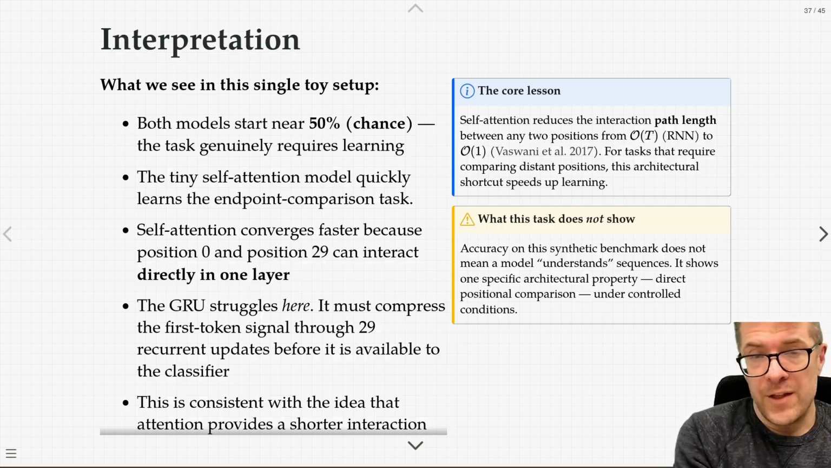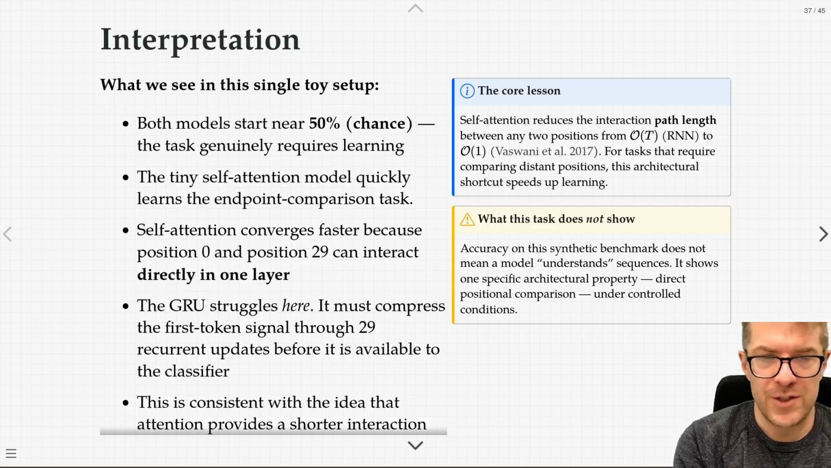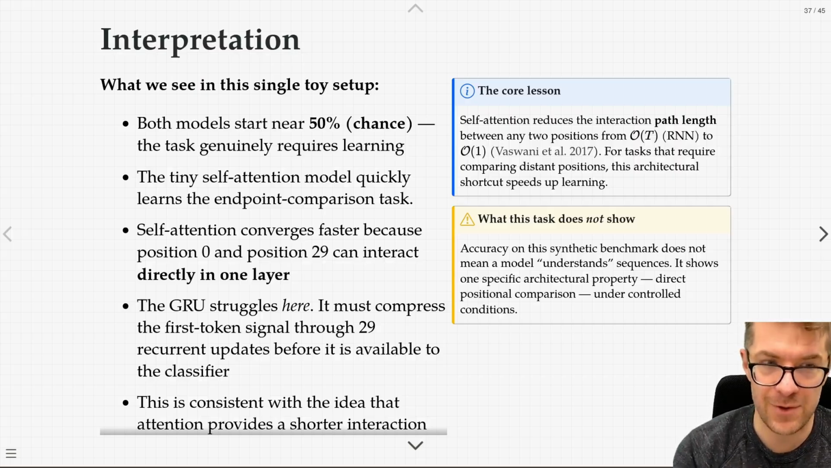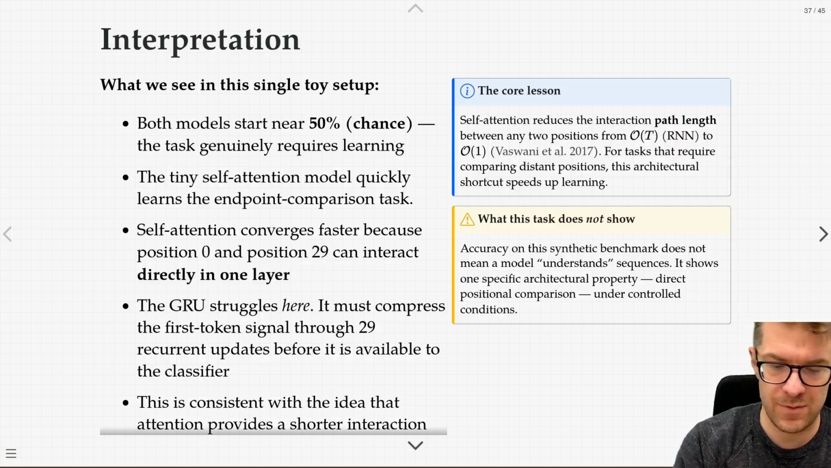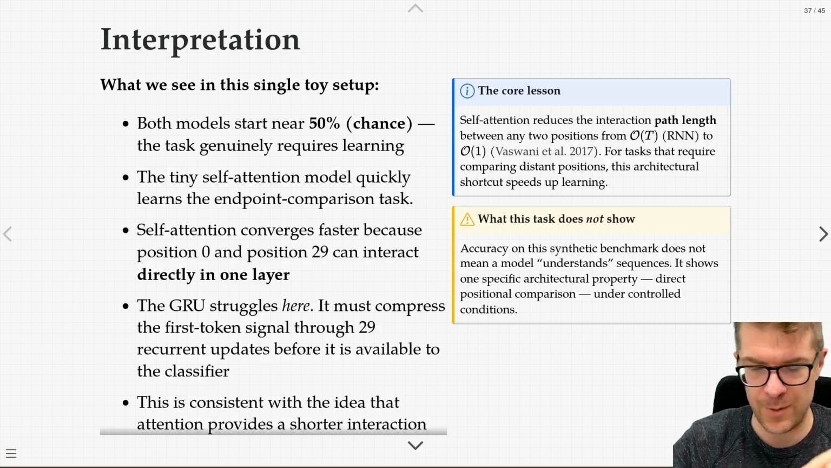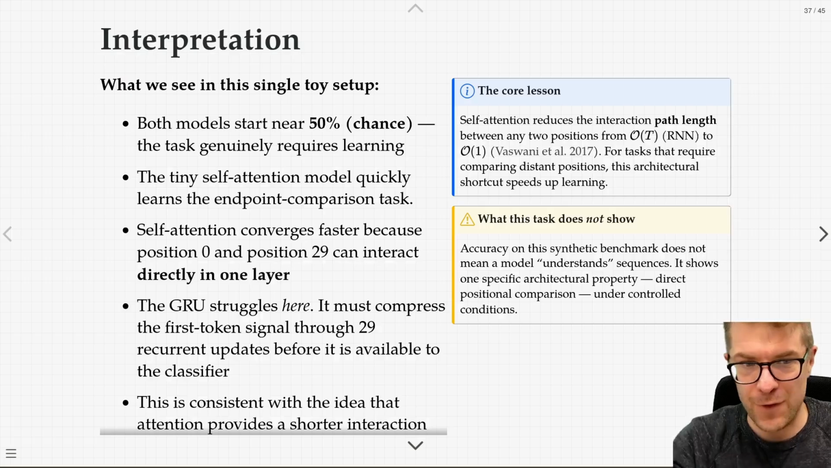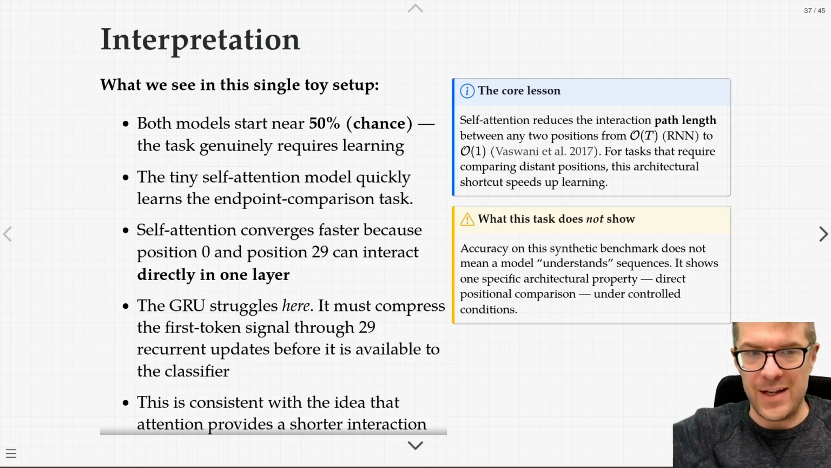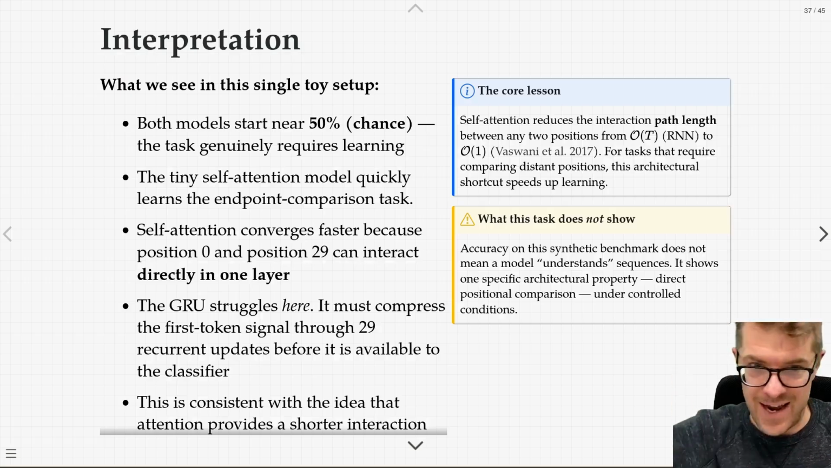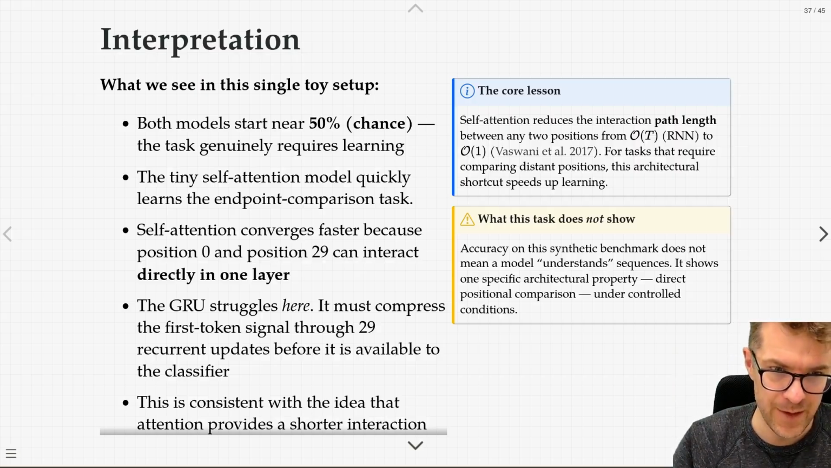So there's a couple of things going on. Both models start with 50-50 chance, which is nice, and which I mentioned earlier. This tiny self-attention model quickly learns this kind of hack to solve the problem. And it converges faster because it can shortcut the 29th element and the 0th element directly in one layer. I've not talked about stacks and stacks of these things, but I can have one attention mechanism in the first hidden layer, and that leads into another one at the second hidden layer, and I can stack these things on top of each other as well.